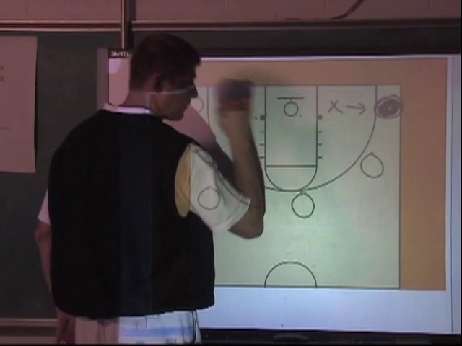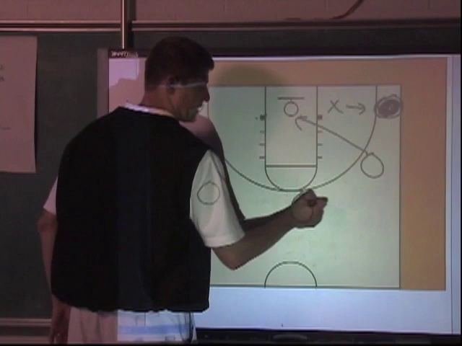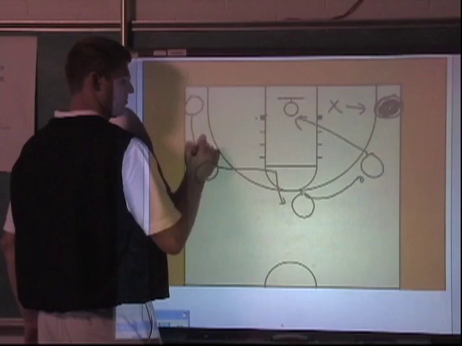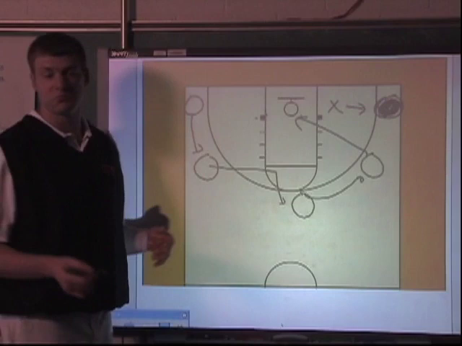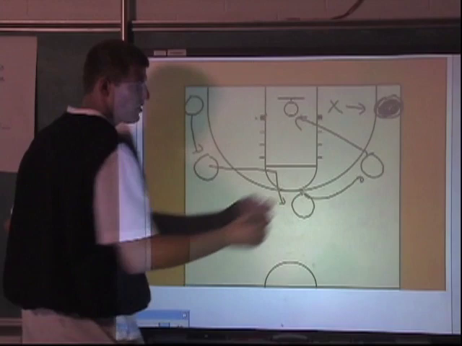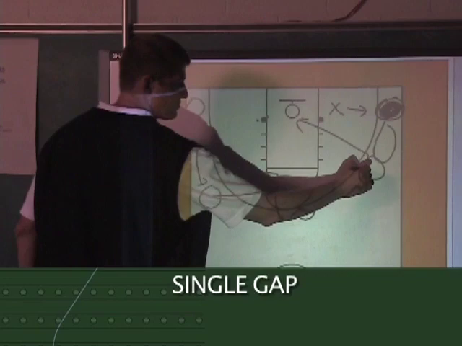Now, when the ball enters into the corner, this guy here will then make a hard basket cut. This guy will then fill this perimeter spot. This guy will then fill this perimeter spot. He will fill this spot, and so on and so forth. Now, as you can see through all these cuts and all this movement, if you're a dribble drive motion guy or know the concepts of the dribble drive motion offense, right here is what is known as a single gap. Two gaps is what is known as a double gap.